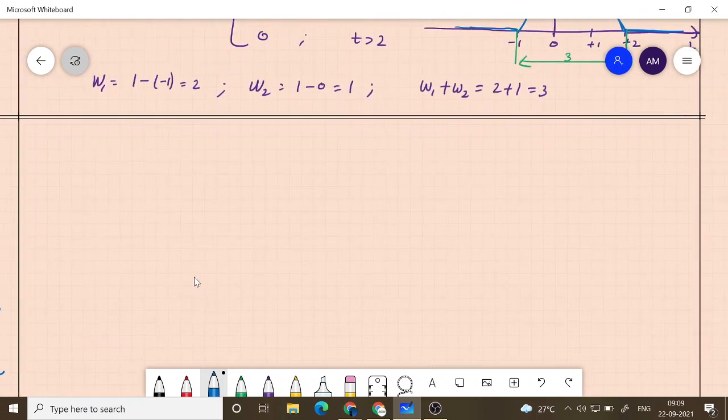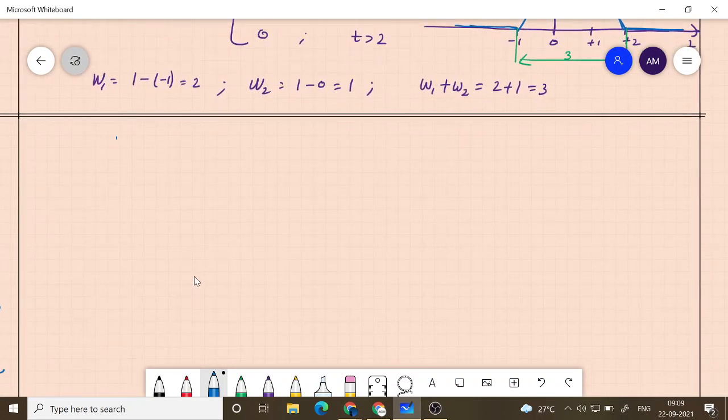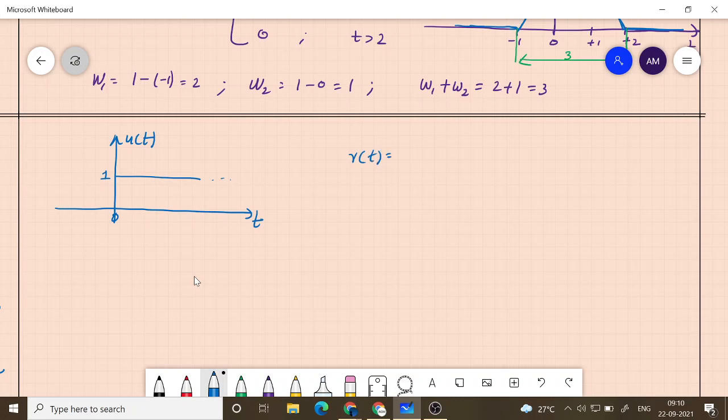So first of all, let me draw the unit step function which you are familiar with. This is u of t, and it is equal to 1 for 0 and all positive values. Now if I take this u of t and integrate it, what will happen? Integration is basically finding out the area from minus infinity. The ramp function r of t is the integral from minus infinity to t of u of t dt. That is what I wrote.